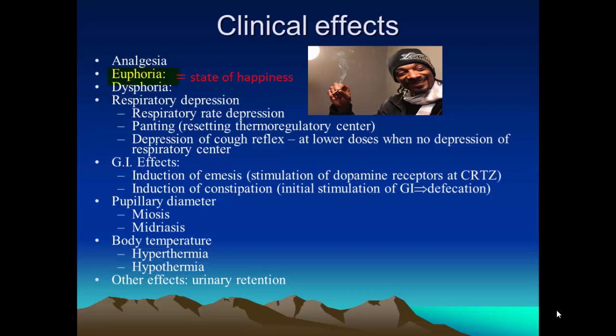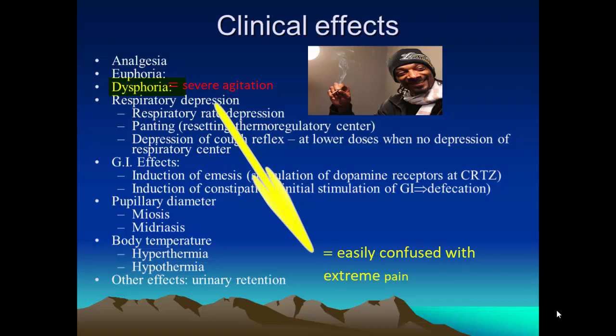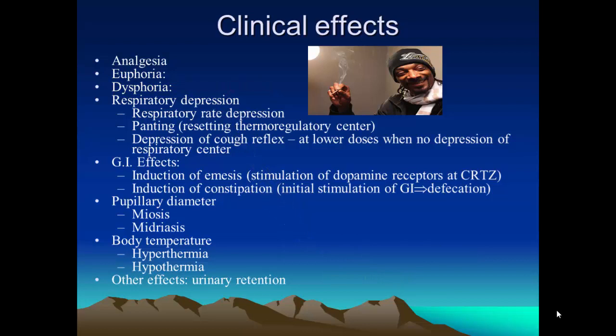Now, there are some animals that will become dysphoric under the influence of opioids, and we can now say that yes, this is a state of agitation in which the dog may be vocalizing, panting, non-responsive to human contact, struggling, and as you can all imagine, it can be easily confused with a state of extreme pain when they wake up from the anesthesia. And in reality, they might not be painful at all, and it's just another adverse effect of opioids.